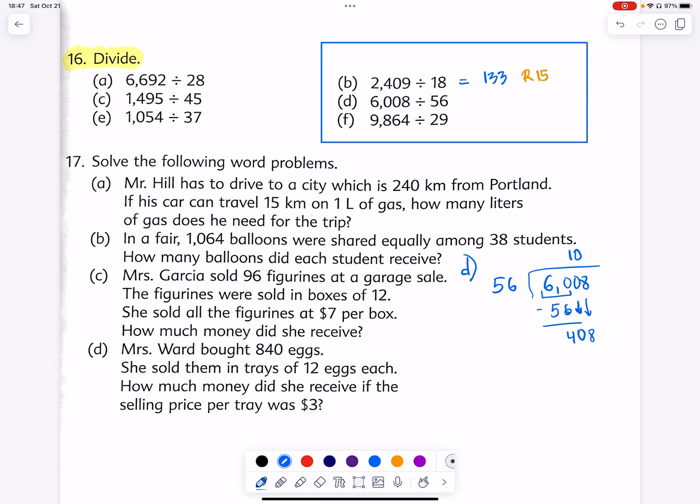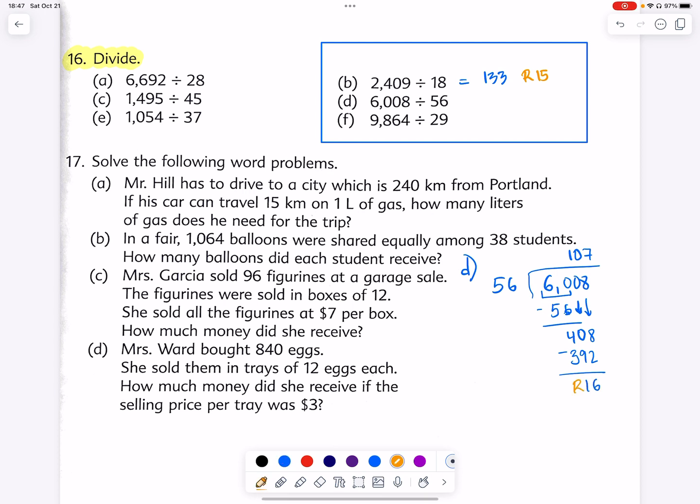Does 56 go into 408? Well, it would be beautiful if we had 50 times 8, but we don't, so it must be only 7 times. 50 times 7 is 350. 6 times 7, 42. 392. 8 minus 2, we're looking for remainders. So we have 8 and 8, 16.